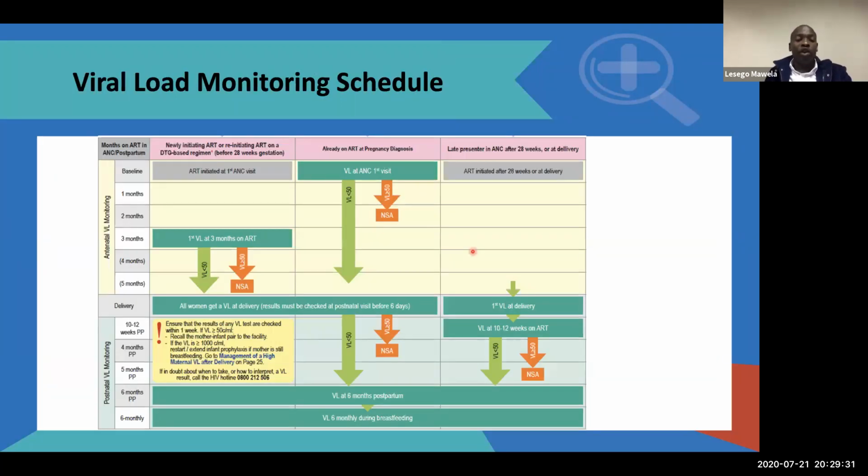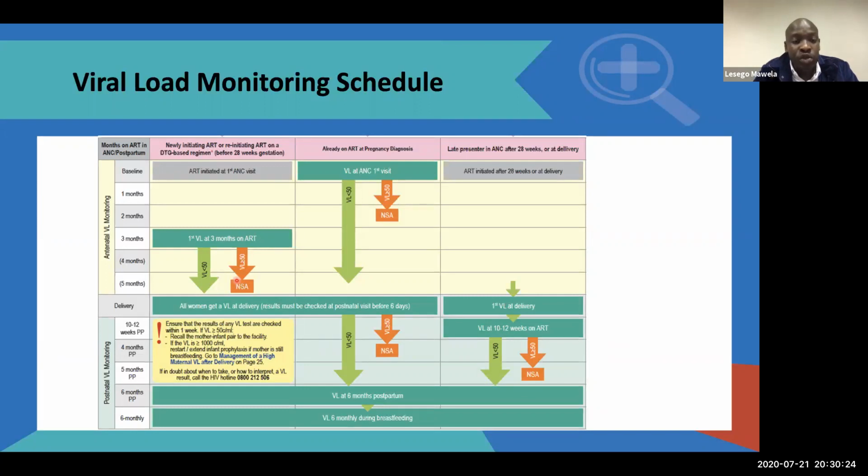And this is the schedule for viral load monitoring, right? There's the antenatal component in terms of how we monitor viral loads, there's the delivery component, and there's the postnatal component. And you would see that we have three kinds of women. We've got those who are newly diagnosed and initiated on ARVs for the first time during the current pregnancy. So we will start them on ARVs, and then 3 months, like you saw with our case, Leah, she was diagnosed for the first time antenatally. She was started on ARVs. 3 months down the line, we did a viral load, if you remember, which was high, and we needed to repeat it again in a month. And unfortunately, she still had a high viral load, and we needed to manage that.